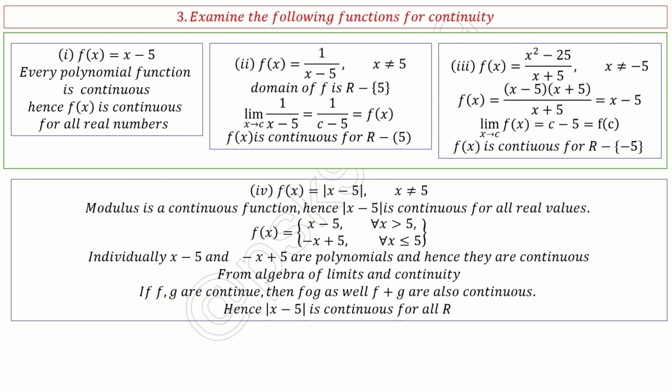f of x equal to absolute x minus 5, where x is not equal to 5. Even if x is equal to 5 also, it is continuous, but it is defined as x is not equal to 5. So you define your function f of x equal to x minus 5 for x greater than 5, and minus x plus 5 for x less than or equal to 5. Since we are only looking at x not equal to 5, I think we can put it less than here. Individually both are continuous polynomials, so both are continuous. So we can say that absolute x minus 5 is continuous for all real numbers. Okay, next.